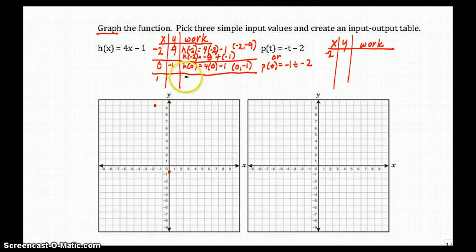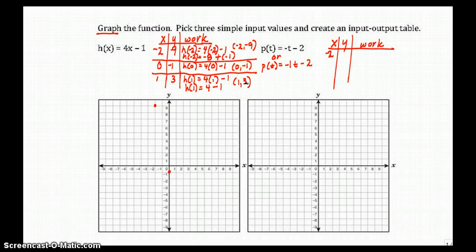Let's extend these lines down a little. H of 1 equals 4 times 1 minus 1, so h of 1 equals 4 minus 1, which is 3. So my ordered pair is 1, 3.